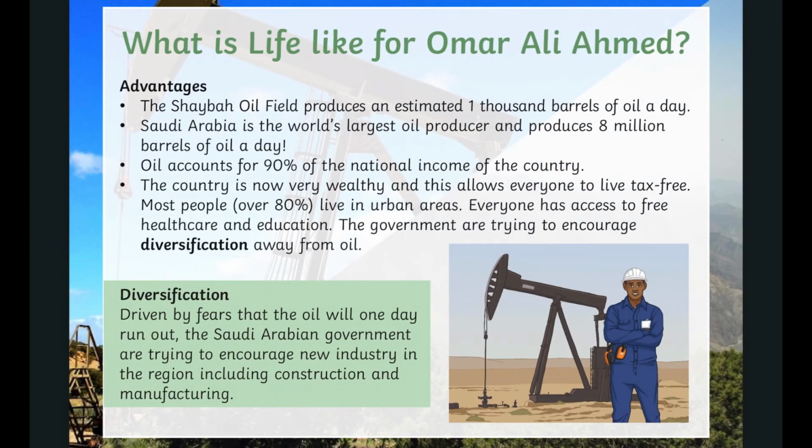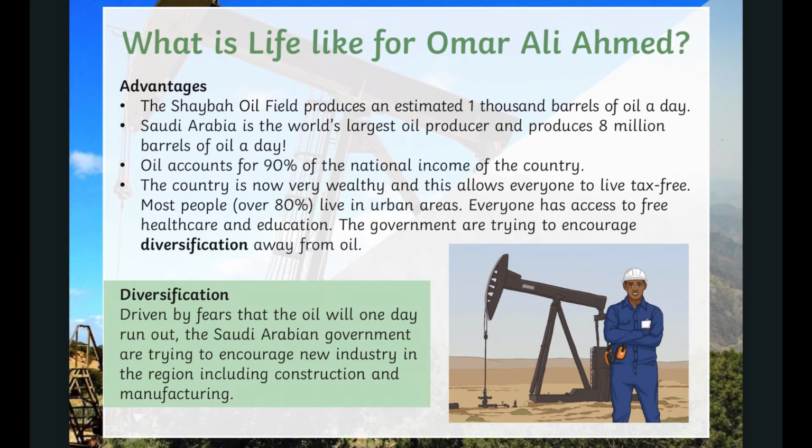But there are advantages of working in Saudi Arabia. The Sheba oil field produces an estimated 1,000 barrels of oil a day, and Saudi Arabia is the world's largest oil producer and produces 8 million barrels of oil a day. Oil accounts for 90% of the national income of the country. The country is now very wealthy because of this, and this allows everyone to live tax-free. Most people, over 80%, live in urban areas, and everyone has access to free healthcare and education, and the government are trying to encourage diversification away from oil.